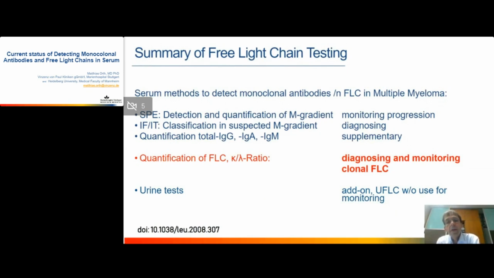Immunofixation or immunotyping is used for the classification, and it's only used for diagnosis, and there's no need for monitoring. The quantification of total IgG, A and M can be done supplementary, and at the current stage, testing urine is only an add-on. Urine free light chains are without use for monitoring.